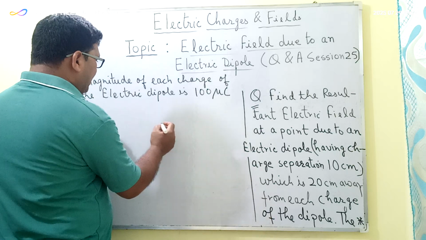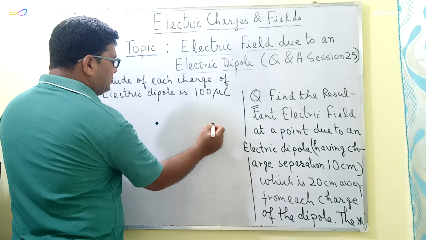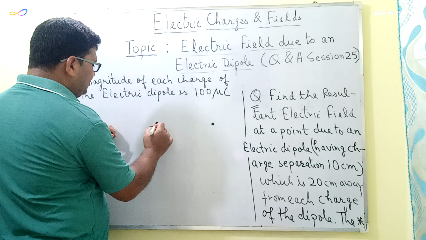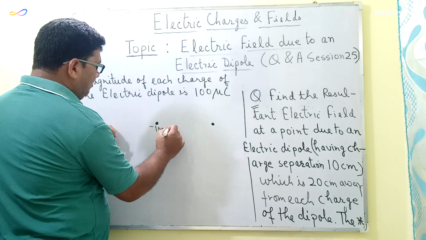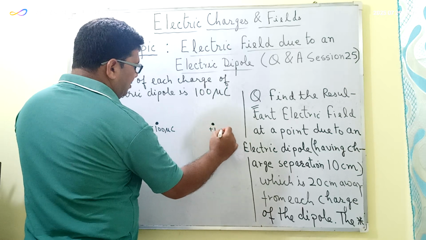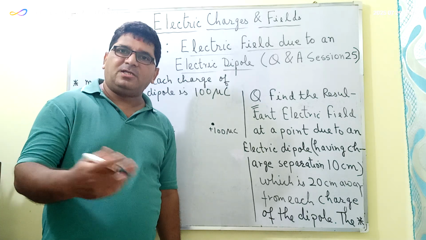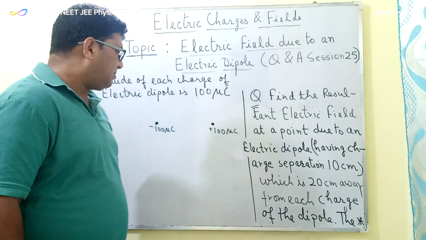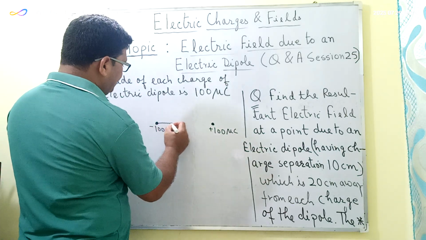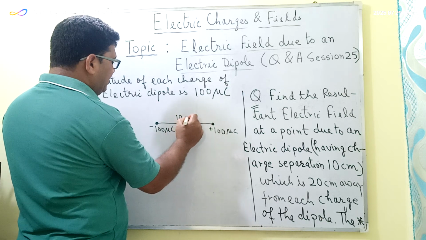So let us consider here one dipole. Let us say these are the two charges. One is a negative charge, so the magnitude of that is equal to 100 microcoulomb, and the other one is a positive charge, because a dipole consists of two charges which are equal in magnitude but opposite in nature, and the separation between these two charges is equal to 10 centimeter.